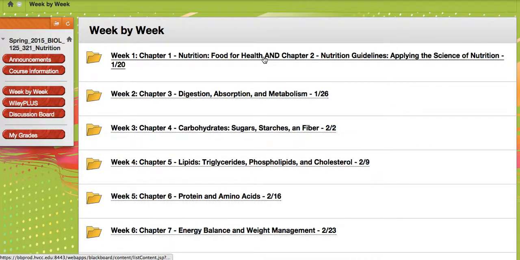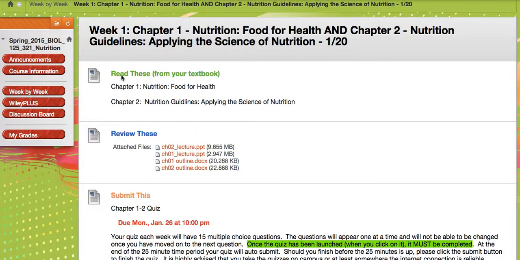Week by week. Okay, so this is where you're going to spend most of your time. This is the first week. Let's go in here. So each week you're going to have read these, which is going to tell you what chapter we're covering. It's usually only one chapter. This week happens to have two because these chapters are introductory chapters, so there's not as much in them. Then you'll see PowerPoints and an outline for whatever chapters are being covered.